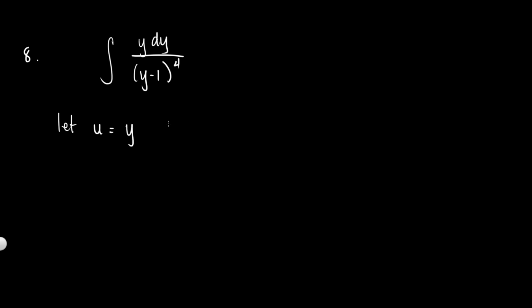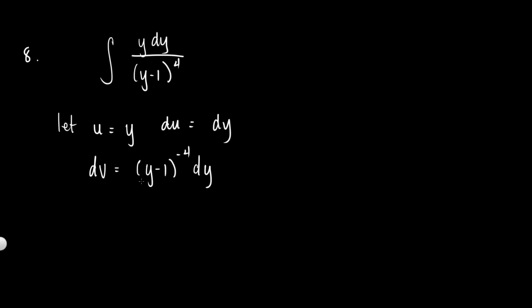Number 8. So what is the integral of y dy over y minus 1 raised to 4? Okay. So if we let u equals y, du equals, what's du? Du is dy. Now, dv equals, we can move this up, right? So, this is y minus 1 raised to minus 4 dy.